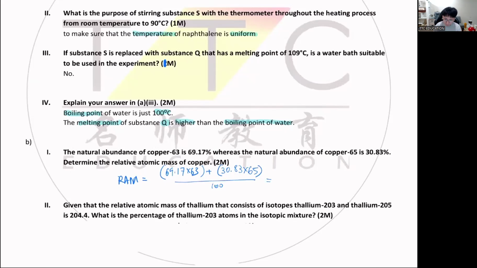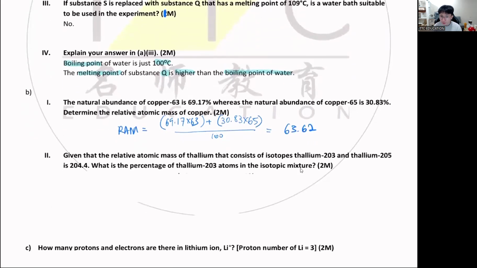Okay, you all do the maths again. Okay, guys, what you calculated out, you should get 63.62. Hopefully you all got this.